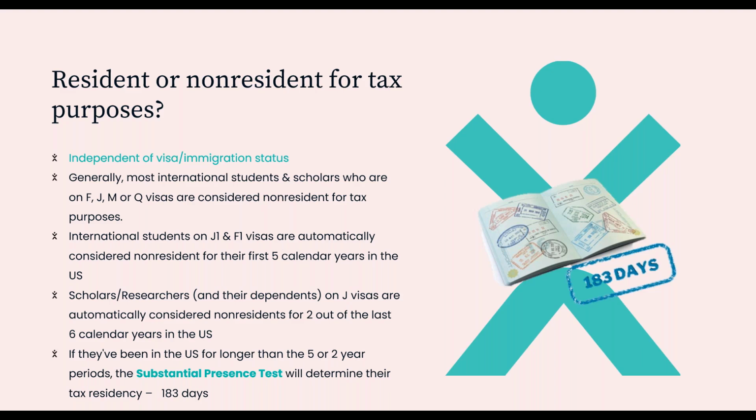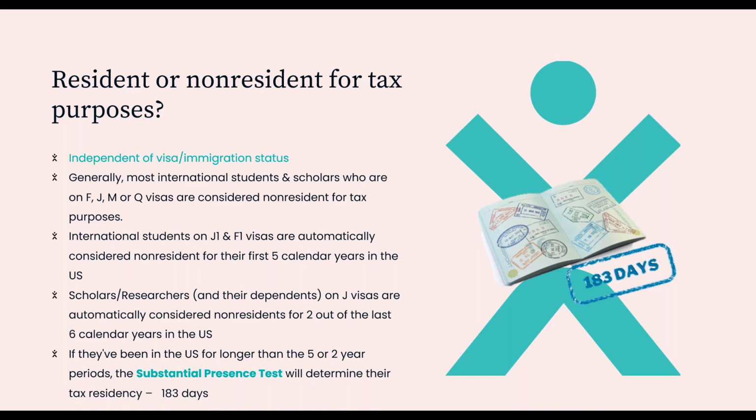After that 5-year period, the IRS will look at what's known as the substantial presence test. Essentially, it's looking back at your previous 3 years and it's looking at your days of presence to determine your residency status. It'll look at all of your days of presence in the year you're filing for. It'll take 1/3 of your days of presence in the year before that and 1/6 of your days of presence in the year before that. And if that totals to 183 days or more, then you would be deemed resident for tax purposes.